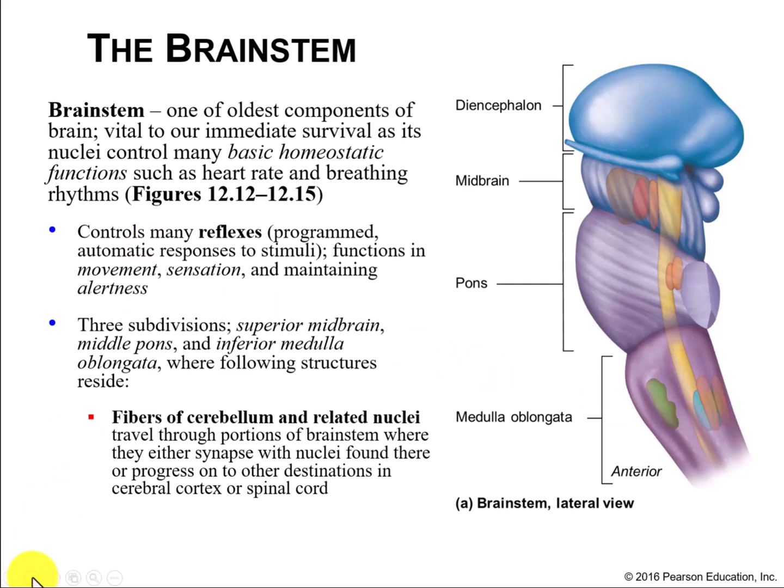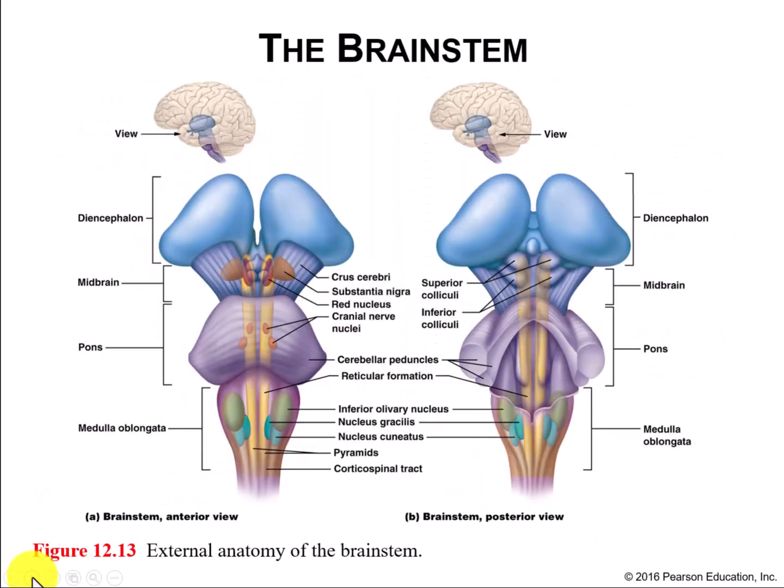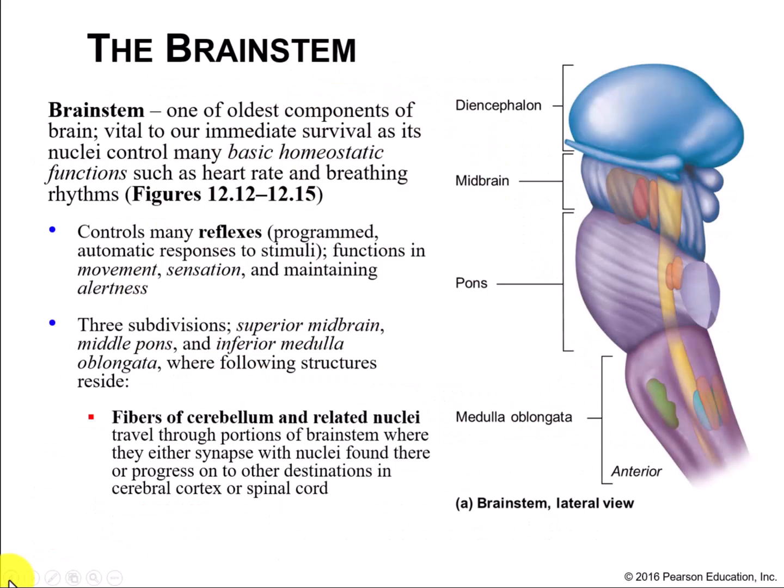And so we have lots of associated nuclei and areas within the brainstem. Here you can see all of these. You don't have to know any of them, but you can see how there are clusterings of neuronal cell bodies and tracks that run through. Remember, groupings of axons within the central nervous system are called tracks, and groupings of axons within our PNS are what we call nerves.